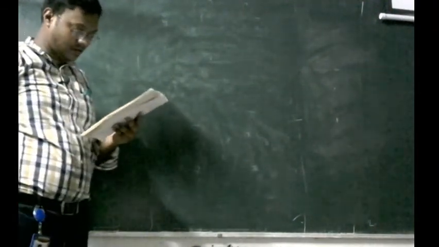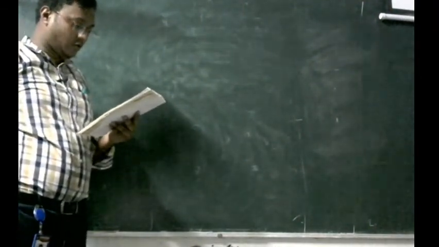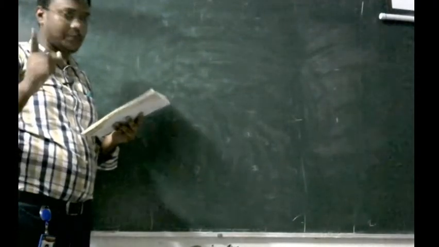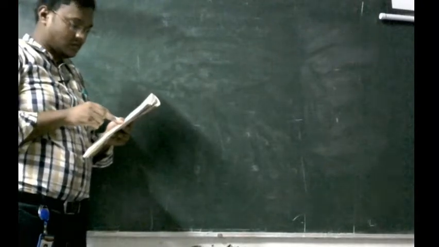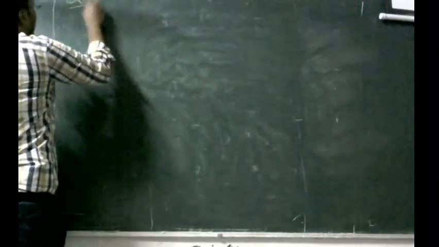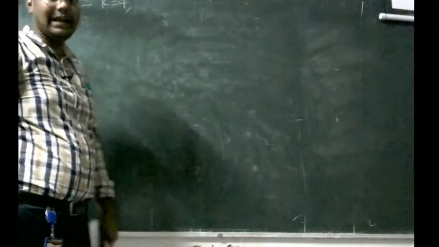Next question. Read the question carefully. The following data are known for a four-cylinder, four-stroke petrol engine. First, notice this: four-cylinder means what is the value of small k? The value of small k is equal to 4. And four-stroke means what is the value of small n?